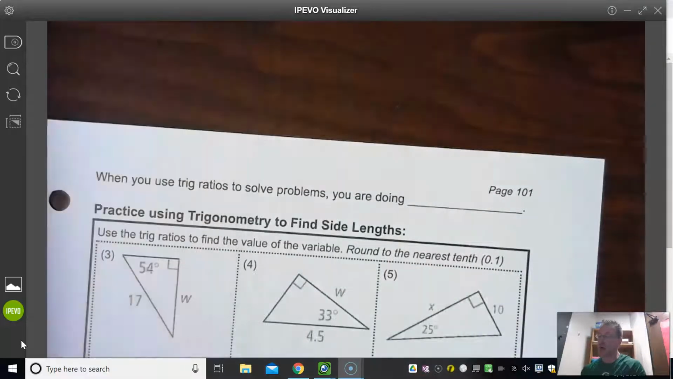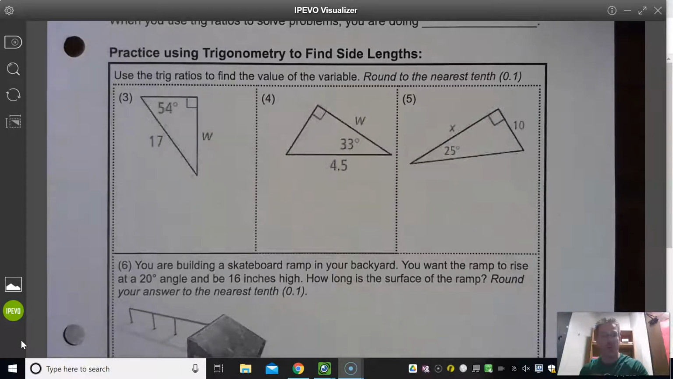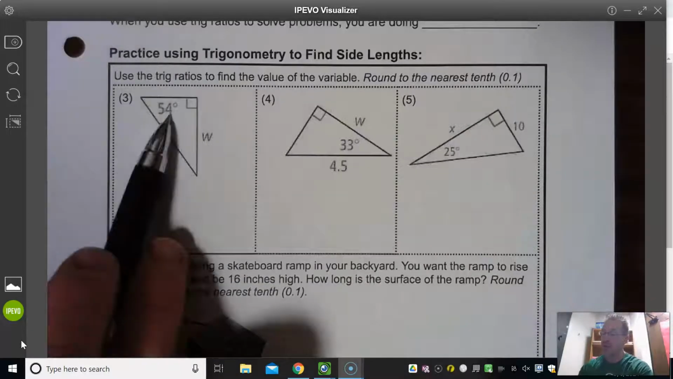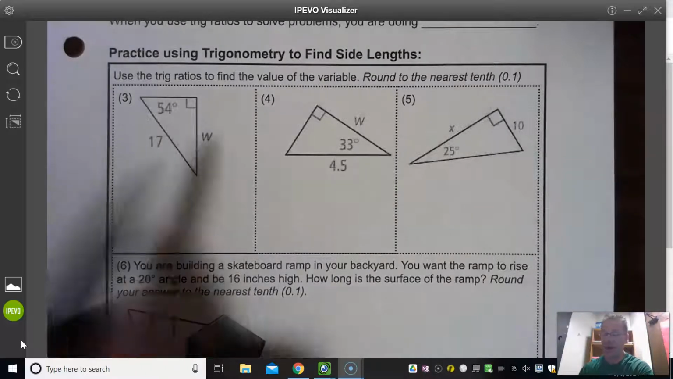Now let's actually look at a few problems and talk about how to use your calculator. We'll do problems 3, 4, and 5 here. Notice I have this angle is 54 degrees, and I have my 90-degree angle, so that means I can use my trig ratios because I'm in a right triangle. And then I have this side and then W.